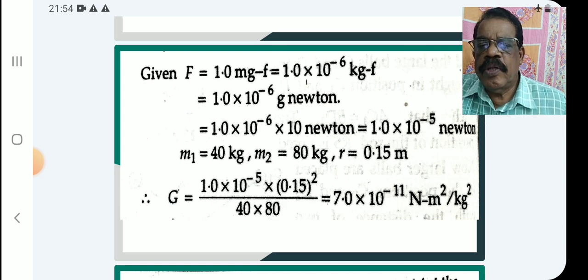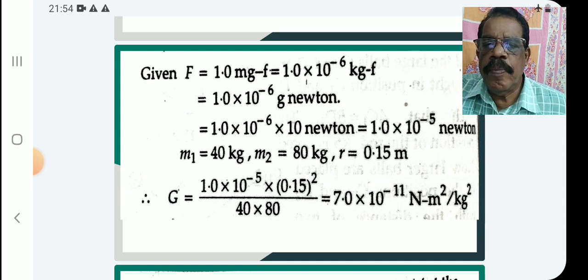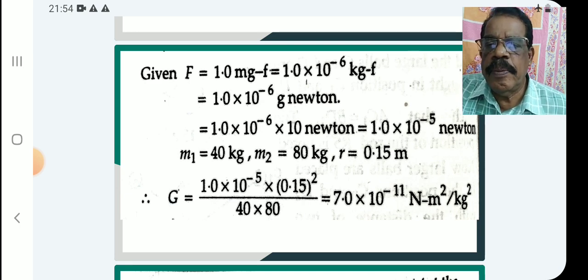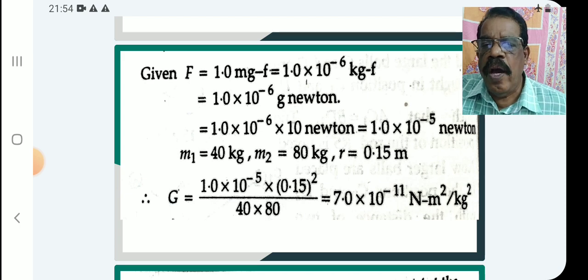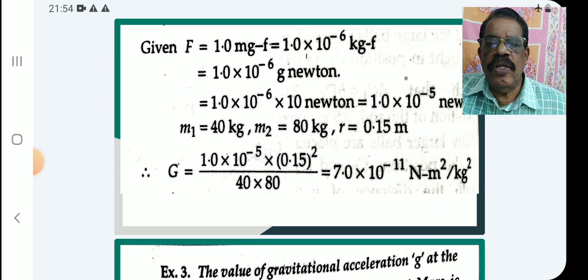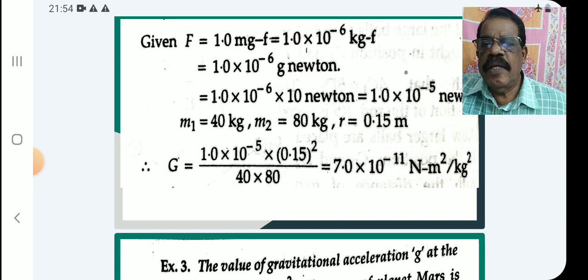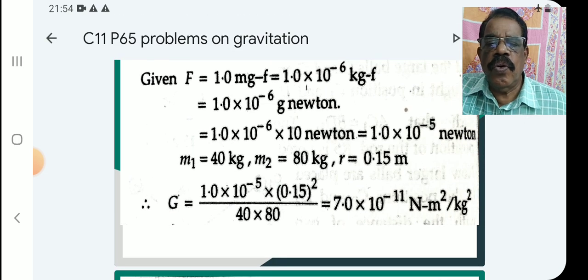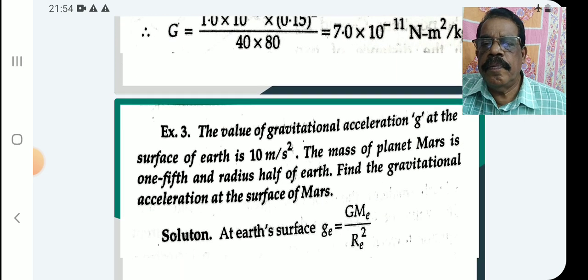So m1 is 40 kilogram, m2 is 80 kilogram, r is 0.15 meter. Substitute. Capital G is equal to 1.0 into 10 raised to minus 5 into 0.15 square by 40 into 80. On calculation we get 7 into 10 raised to minus 11 Newton meter square per kg square. The unit of capital G is Newton meter square per kg square.